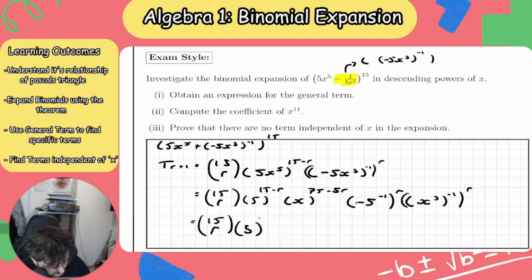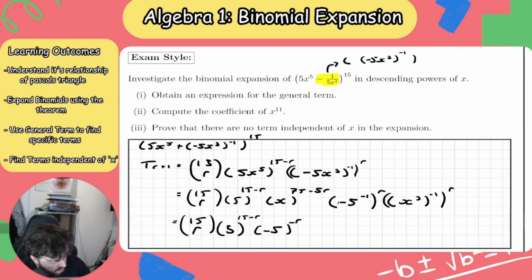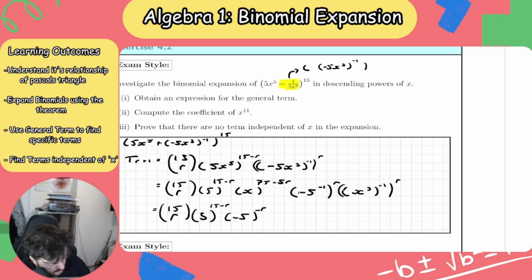So I have 5 to the power of 15 minus r times minus 5 to the power of minus r times, now power to a power, I multiply. So it's going to be 3 times minus 1 times r, which is equal to minus 3r. So I have here now x to the power of 75 minus 5r times x to the power of minus 3r.